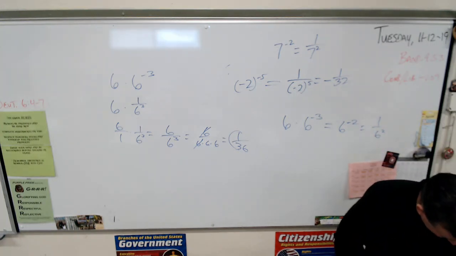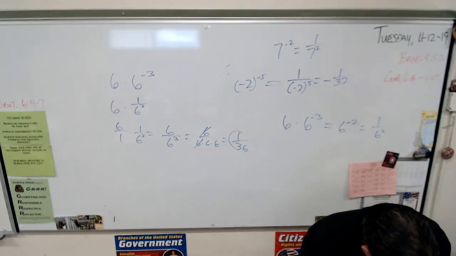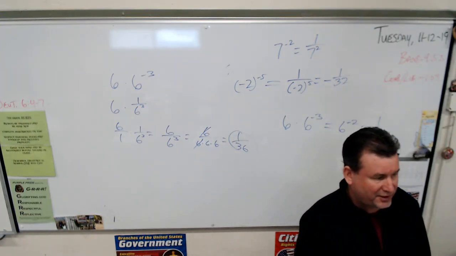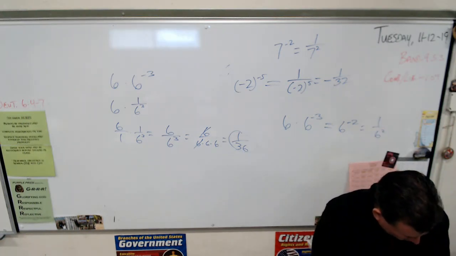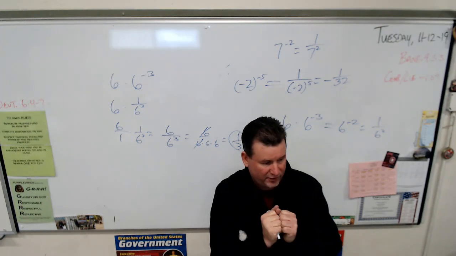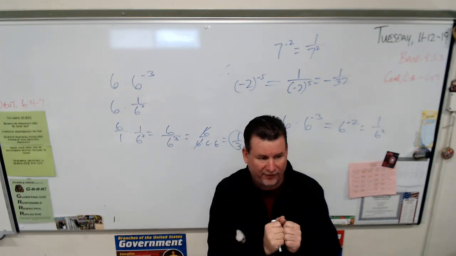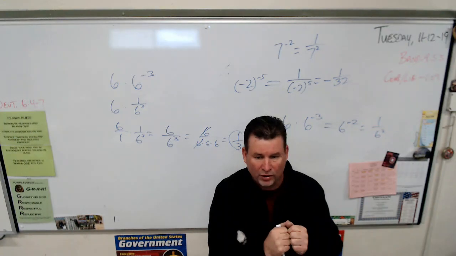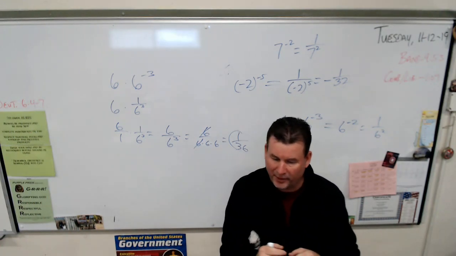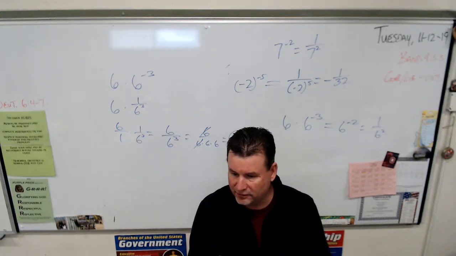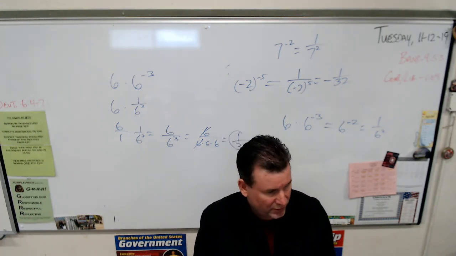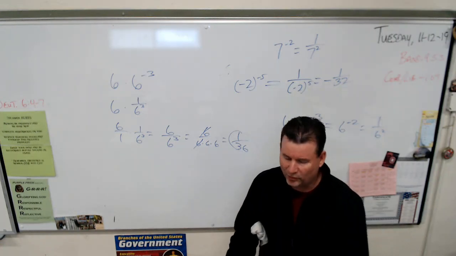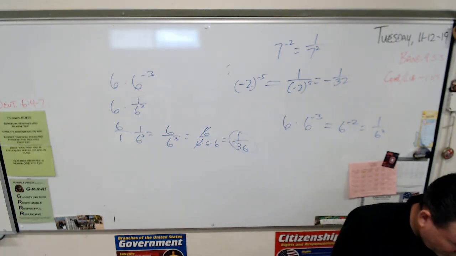Okay, number 4. 10 to the negative 5 times 10 to the 7. Are the bases the same? Yeah. All right? So David says if the bases are the same, we're going to take negative 5 plus 7. What's negative 5 plus 7? David, 2. So it's 10 squared. Dominic, head up. 10 squared is? What'd you get for 4, Dominic? 10 squared. Sorry, I was like, 100. Your answer to number 4 is 100.